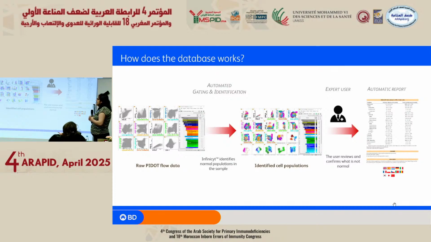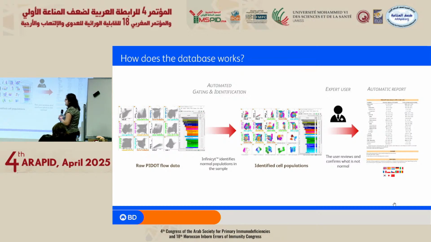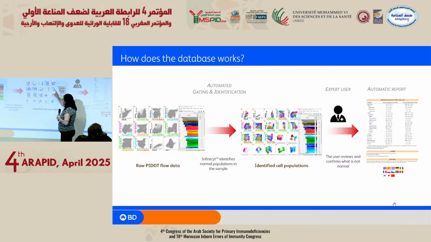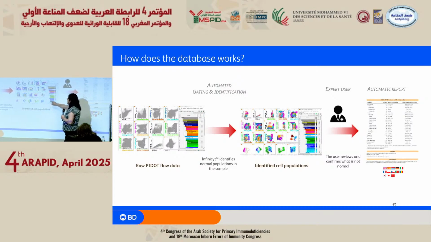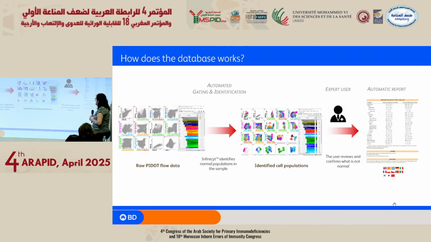So how does the database work? If you're familiar with flow cytometry, after running the patient sample in the cytometer, you obtain a raw file which is not analyzed. You run it in a software called the INFINICYT, which is what we have, and it automatically identifies all the populations. Each color is one of the populations I showed you before.